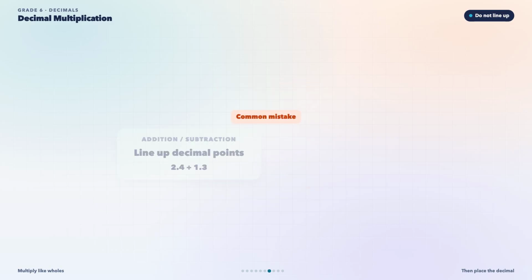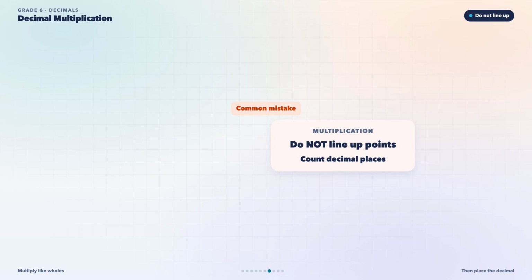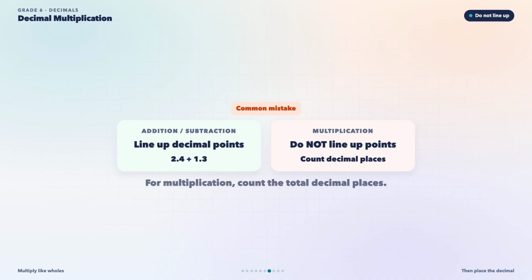Watch out for this common mistake. Some students try to line up the decimal points. We line up decimal points when we add or subtract decimals. But for multiplication, we do not line up the points. Instead, we count the total decimal places.